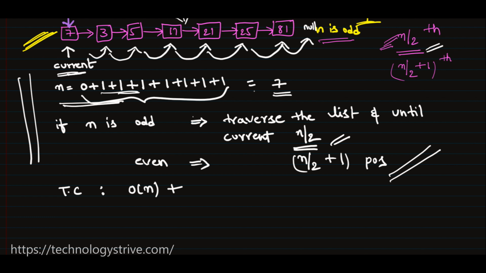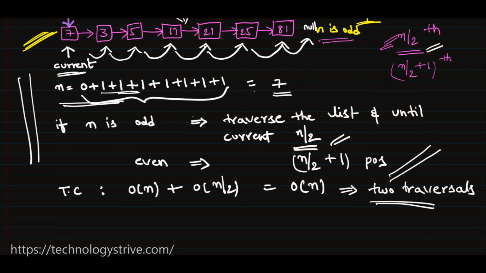Until we reach n by 2 or n by 2 plus 1. So assume it is order of n by 2. So overall it is order of n only, but here we are doing 2 traversals. So can we improve it? Can we do something better than this?